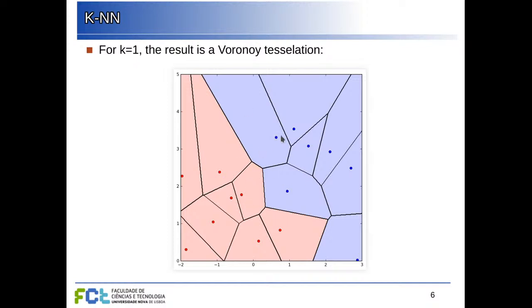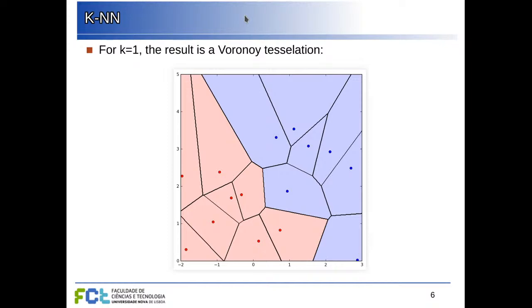So for example, this frontier here is at the midpoint between this red point and this blue point. So if a new point falls here, it's closer to the blue point, and the classifier predicts it will be a blue point. If it falls on this side, it is closer to this red point, so it predicts it to be a red point. So each point will have its own area where any new points that fall in that region will be closer to that particular point, and so will be assigned the same label as that point.